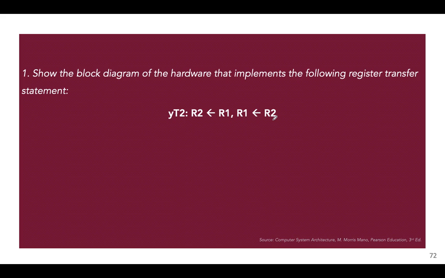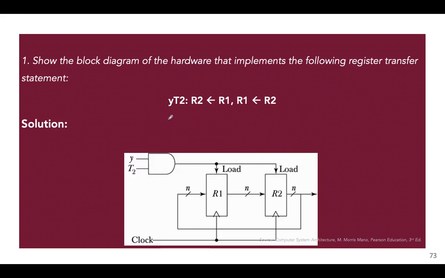what we need to do in these types of questions is, first of all, identify all the components that we are going to use. So we can see that we have registers, R1 and R2, two registers, and then the control is going to be made up of two parts, Y and T2. So let's see, this is what it's going to look like. The basic components remain the same.